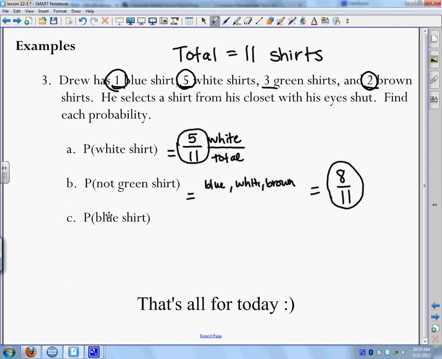Now, what's the probability of a blue shirt? So if you look at blue, there's only one blue shirt in that closet out of a total of 11 shirts. So the probability of picking that blue shirt is 1 out of 11, which is 1/11.